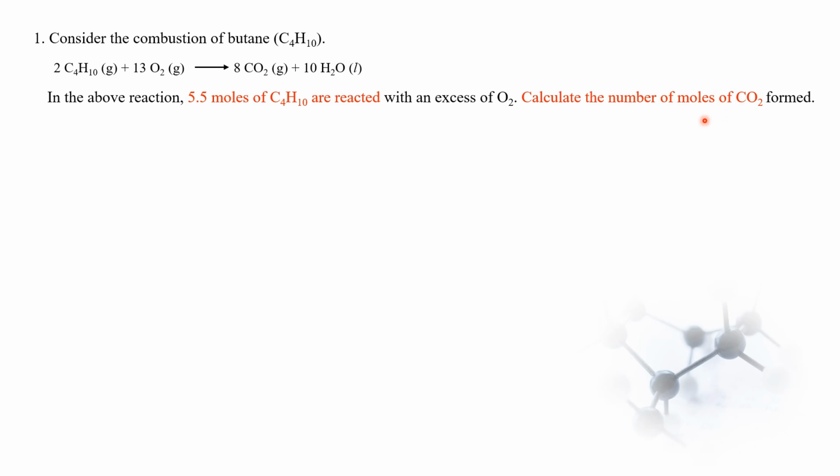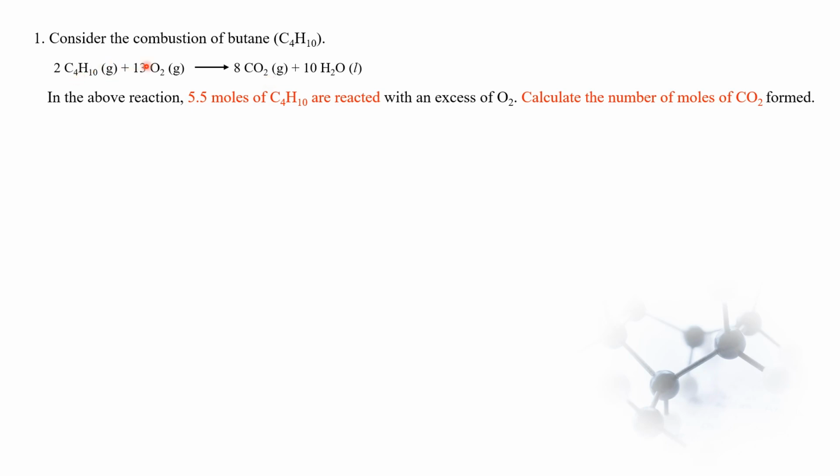So before we move on to the question, let's find out how we can read a balanced chemical equation. The balanced chemical equation reads: 2 moles of C4H10 reacted with 13 moles of oxygen to produce 8 moles of carbon dioxide and 10 moles of H2O. These numbers 2, 13, 8 and 10 we call molar coefficients. These molar coefficients give us an idea how many moles of each reactant reacted and how many moles of each product are formed.